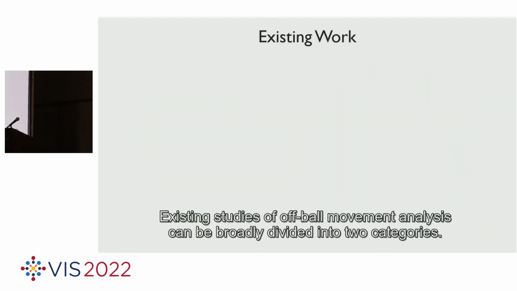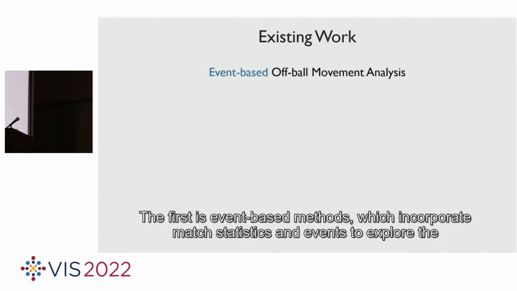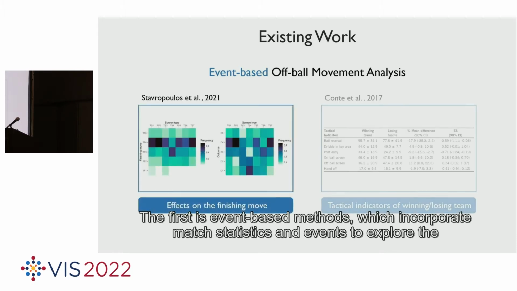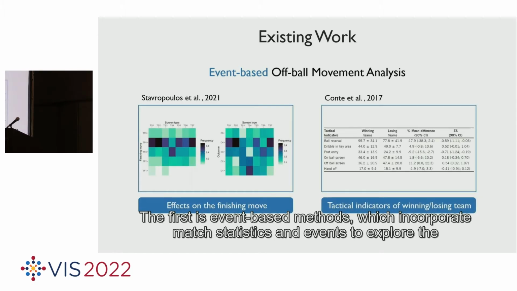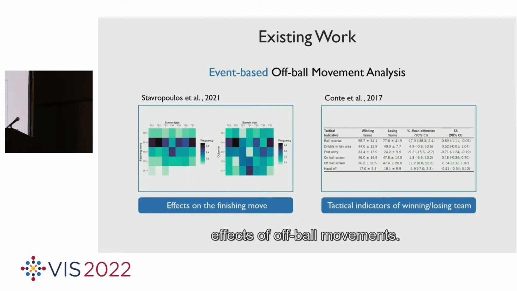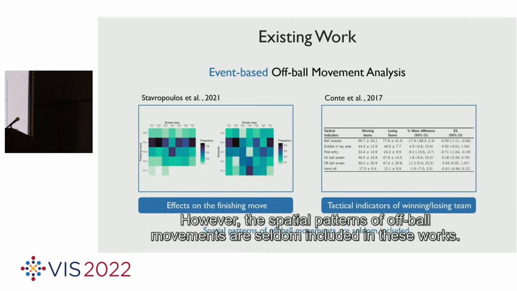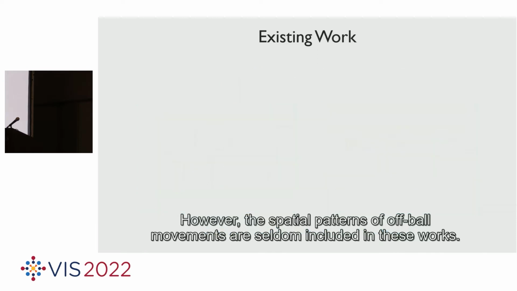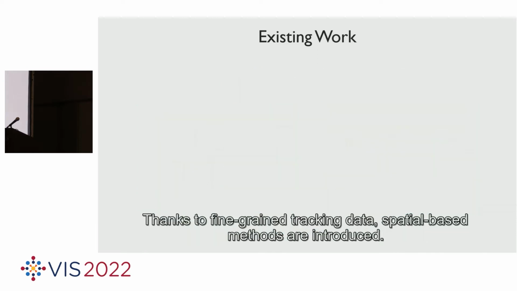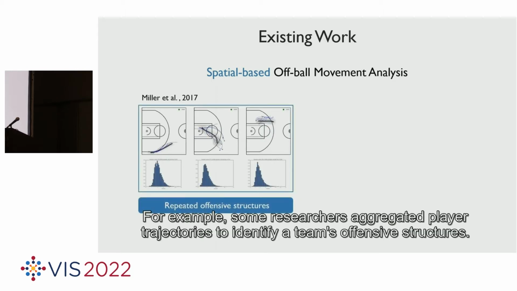Existing studies of off-ball movement analysis can be broadly divided into 2 categories. The first is event-based methods, which incorporate match statistics and events to explore the effects of off-ball movements. However, the special patterns of off-ball movements are seldom included in these works. Thanks to fine-grained tracking data, spatial-based methods are introduced. For example, some researchers aggregated player trajectories to identify a team's offensive structures.